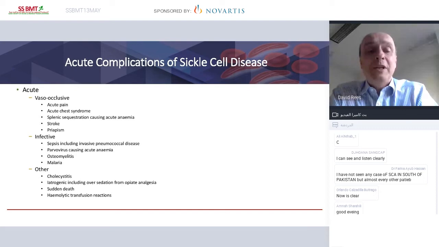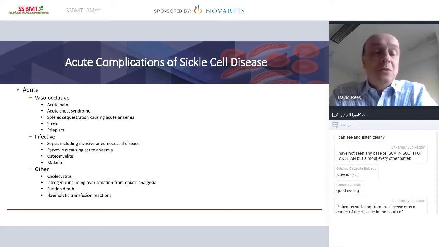Then there are other things, many of which are iatrogenic, really, like cholecystitis. Problems resulting from how sickle cell disease is treated cause a lot of burden of disease, partly due to difficulties with opiate analgesia and side effects of those, including death through oversedation and the requirement to take opiate analgesia long term, resulting in frequent hospital admissions and all sorts of complications.